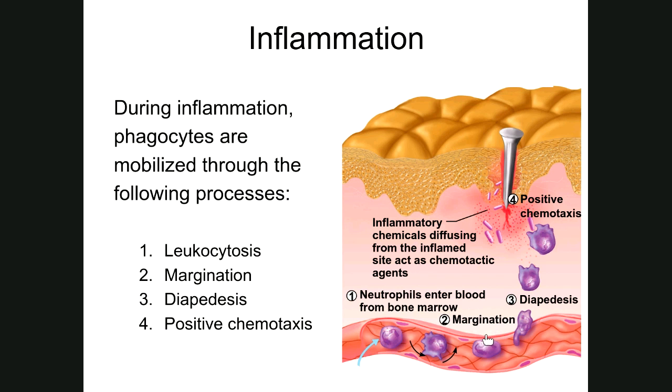The last step in this process is what's known as positive chemotaxis. So remember, these tissues that have been damaged are releasing inflammatory chemicals, primarily histamine, and this white blood cell is going to home in on where we have high levels of those inflammatory chemicals and start making its way towards that area so it can start to engulf these bacteria and help to clean up the damaged and dead tissues that are here.